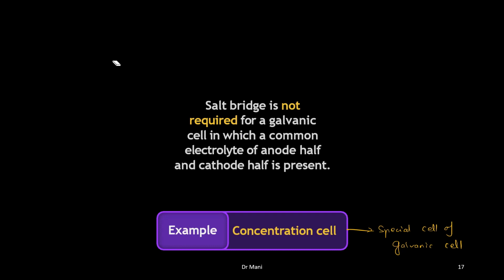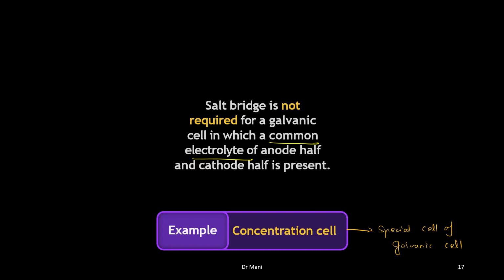Suppose you take that a salt bridge is not required for a galvanic cell. Even if a galvanic cell contains a salt bridge, the only things it maintains are completing the circuit, allowing the ion flow, and keeping the solutions in the separate half cells from mixing. That's what we saw, the use of the salt bridge. But in the galvanic cell, here there is a common electrolyte of anode half cell and cathode half cell. That means the solutions we are taking in the anode and cathode are both the same.